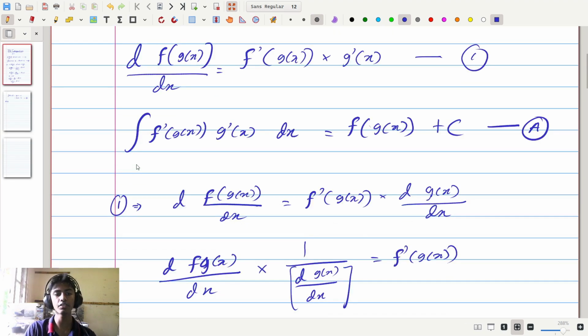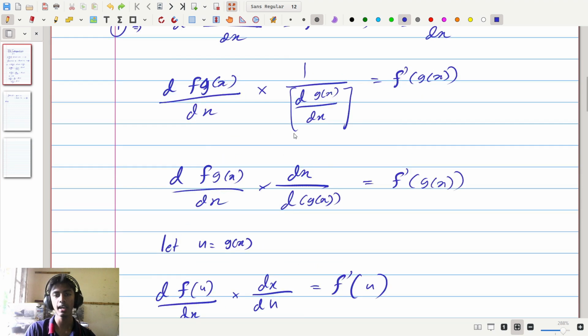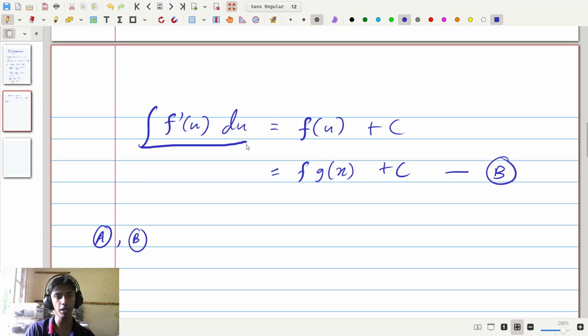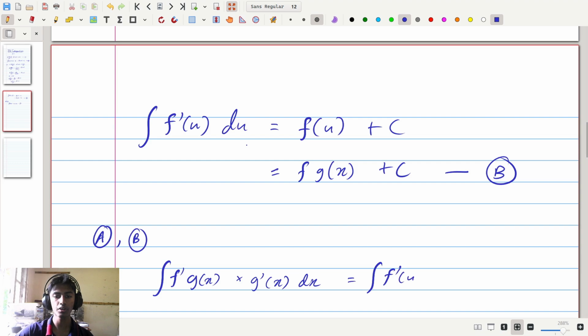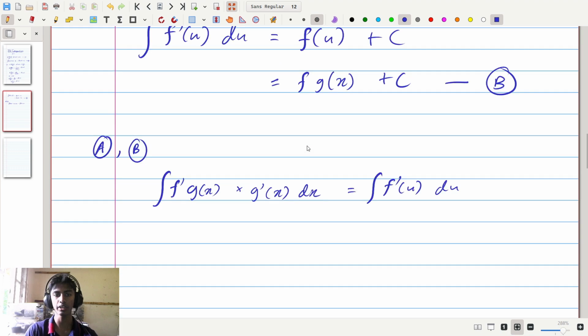Looking at the first integral, it is the integral of f prime of g of x times g prime of x with respect to x, and on the other one we have the integral of f prime of u with respect to u. So therefore we can see the integral of f prime of g of x times g prime of x with respect to x is equal to the other integral, which is the integral of f prime of u with respect to u. This is the basic idea with u-substitution. We can see this integral here when integrated with respect to x is equal to this other simpler integral when integrated with respect to u.